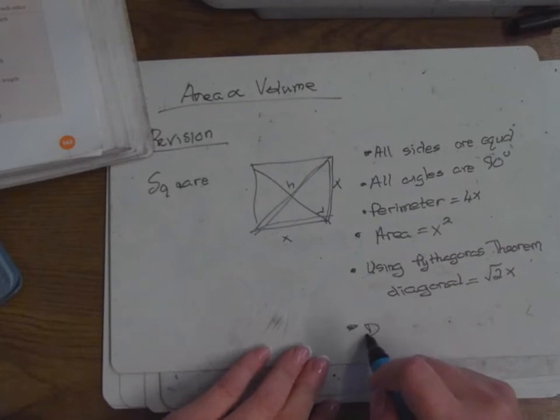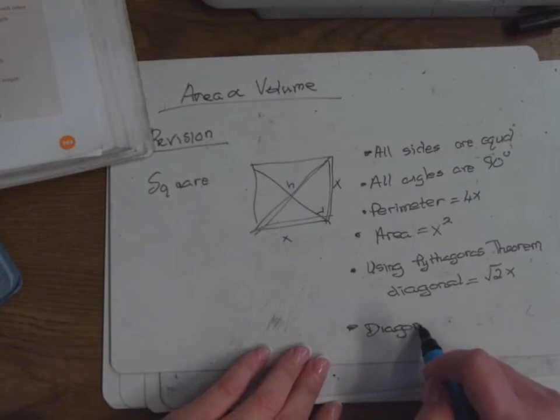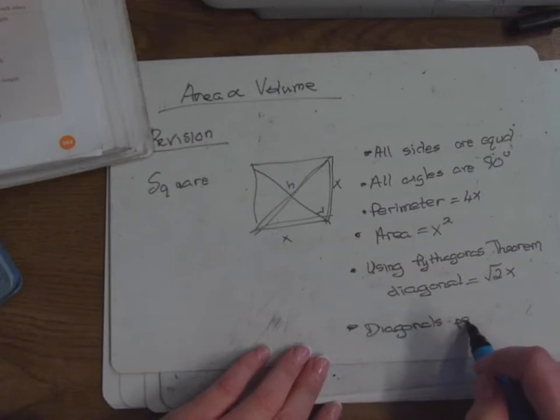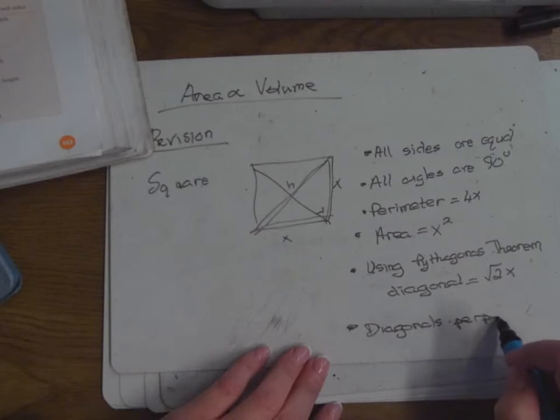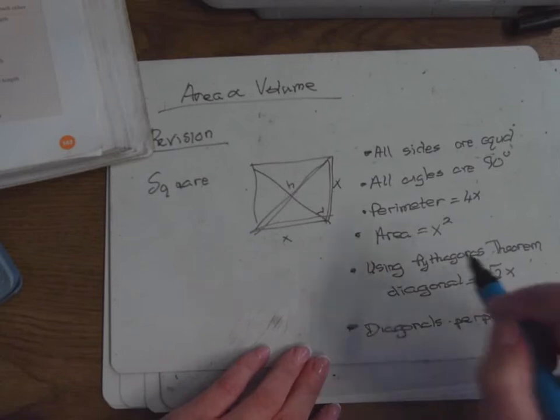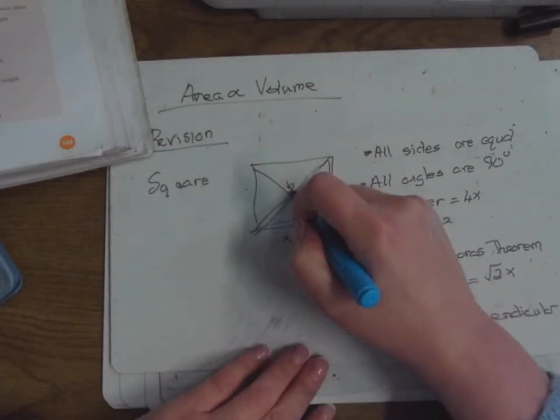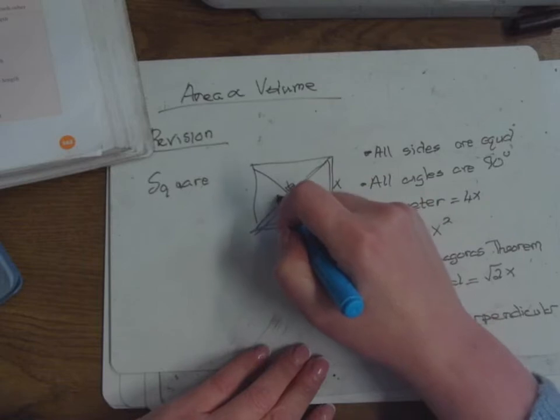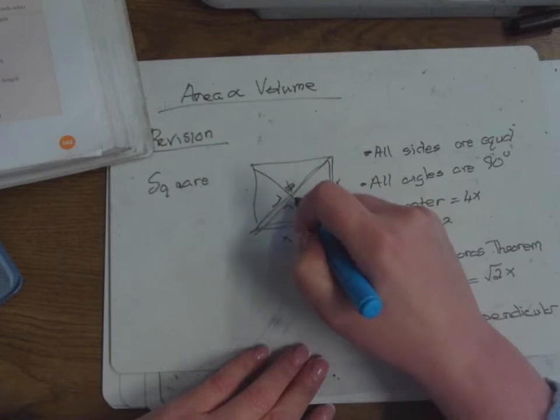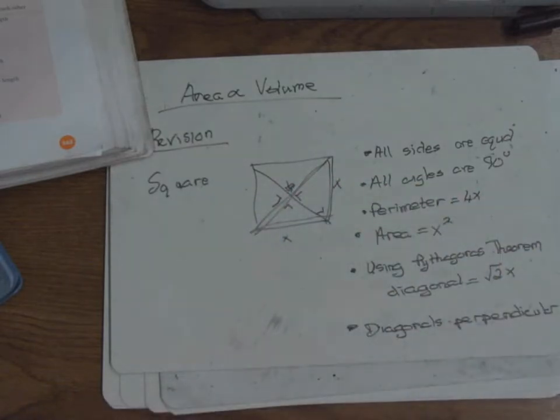Diagonals are perpendicular. This is important. The diagonals are perpendicular to each other. So in a square, there are 4 right angles in the middle. That's what diagonals being perpendicular means.